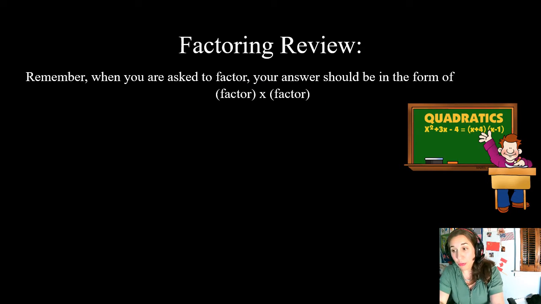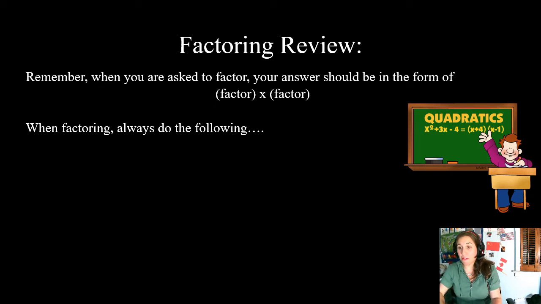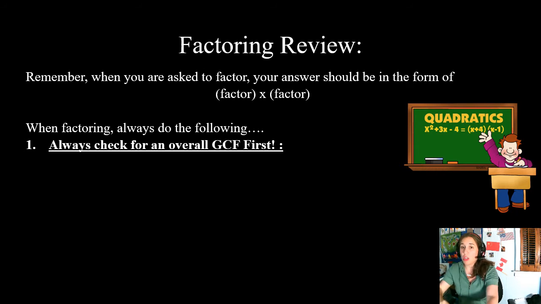So, really important stuff. When factoring, always do the following. Again, think about directions. If the directions say factor this polynomial, these are the steps you should go through in your head. The first thing you should do is always check for an overall GCF first. You should look at that polynomial, look at every single term, and say to yourself, is there a GCF in this overall term? Do the coefficients have something in common, and do the variables have something in common? And if there is, you pull that out. You factor it out right away.